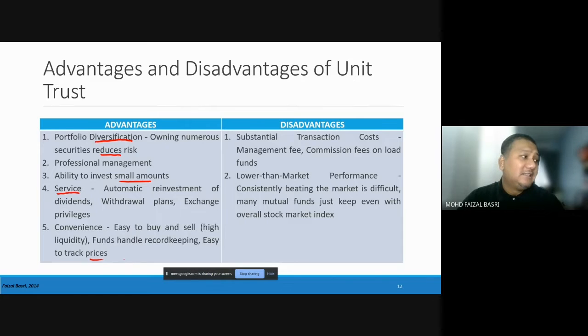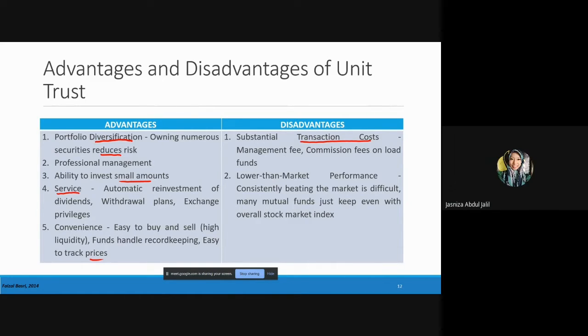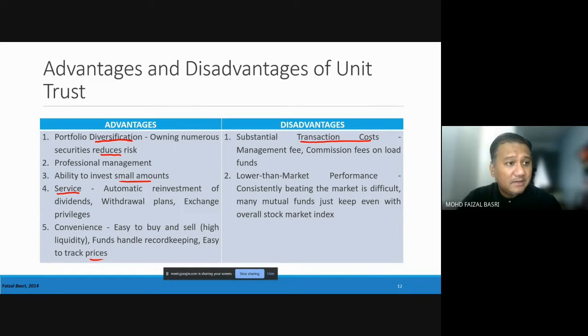Okay, but the disadvantages, the cost, the transaction cost, jual dan beli you kena bayar sama macam stock, cuma cost dia lagi tinggi sikit. Okay, it's above the cost of shares. Sebab fees dia slightly expensive a bit. Saya tak ingat berapa persen lah. Macam sorry? 6%. So sometimes the performance of unit trust can be lower than market performance.